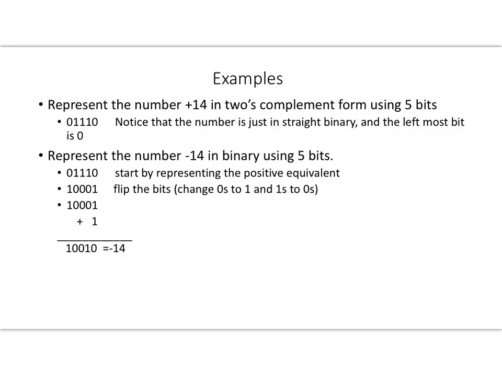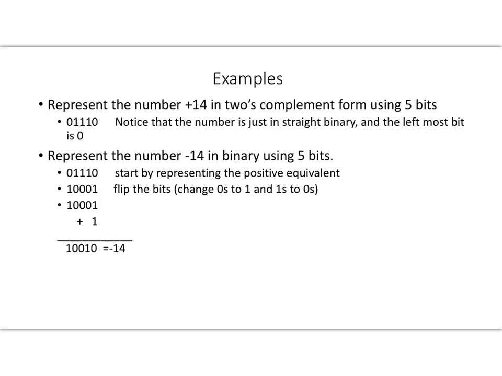Okay, so we've got a couple of examples here. We want to represent the number plus 14 in the 2's complement system using 5 bits. Very easy. All we have to do is represent the number 14 in binary, and notice that that most significant bit here is a 0, and that's going to indicate that that number is positive.